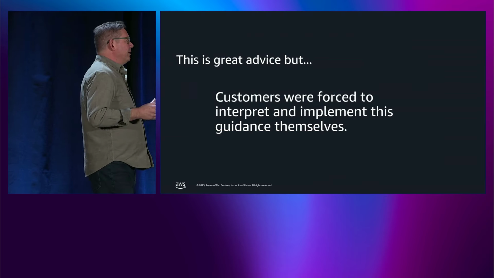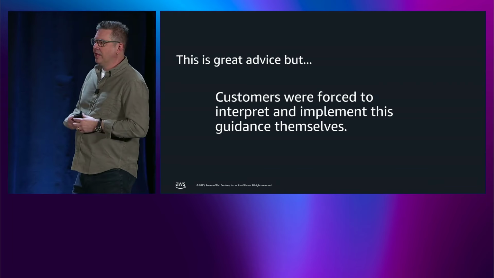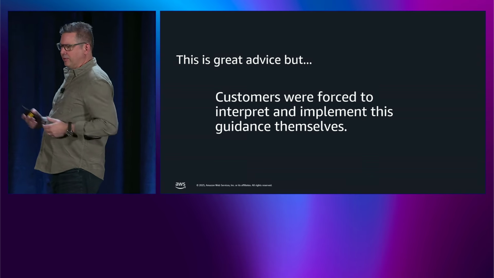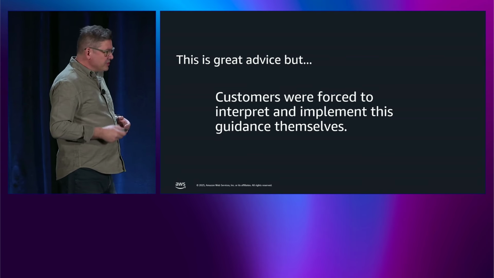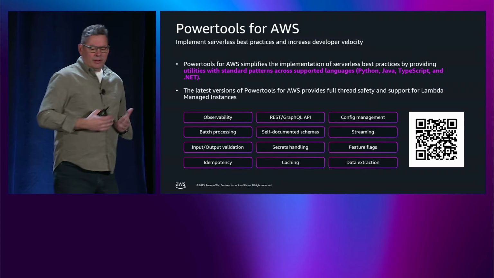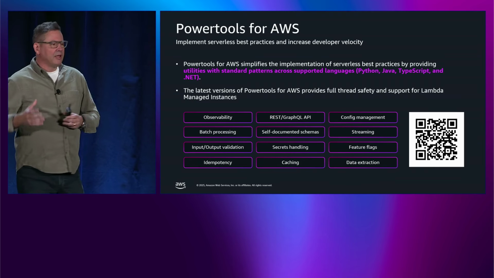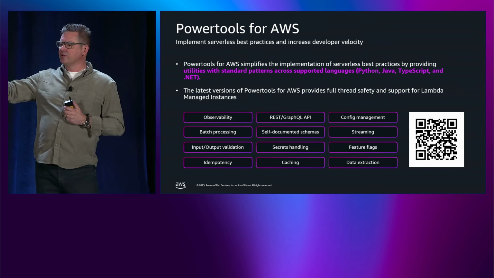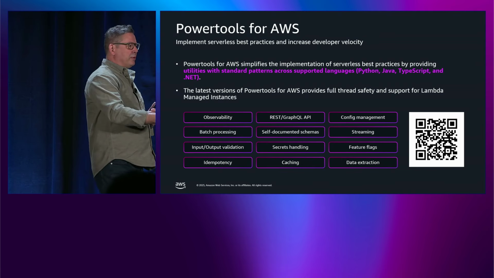And all of that was great, except you were forced to do all of the work. Customers were asking us, how do I implement this consistently? Have I done it correctly? And everyone was trying to reinvent the wheel. And this led us to the development of Powertools for AWS. If you're not familiar with this tool, I'd definitely check it out. What we've done with Powertools is we've taken all of the best practices guidance that's in the Serverless Lens, part of the Well-Architected program, and we've codified it. So you don't have to reinvent the wheel.